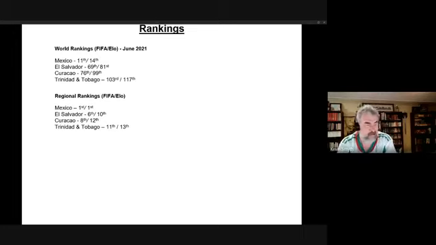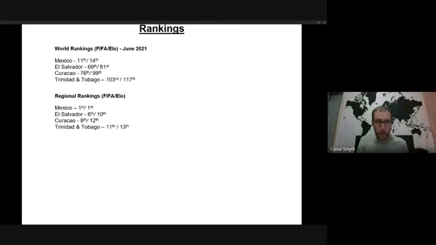Let's see if that's still true. Currently, it is not true. They are below Curacao in both ranking systems. They're 103rd in FIFA and 117th in ELO. So dipping below 100, really for the first time ever since the rankings were started in 1995. They dipped below 100 in 2019. So really disappointing for them.